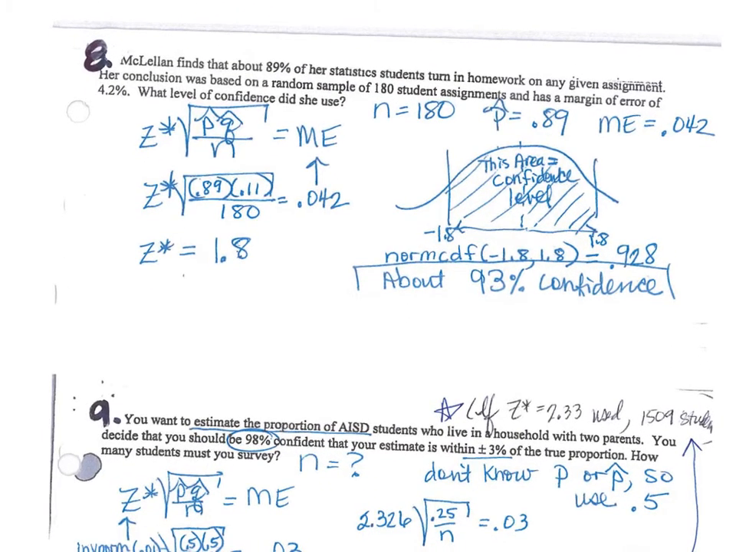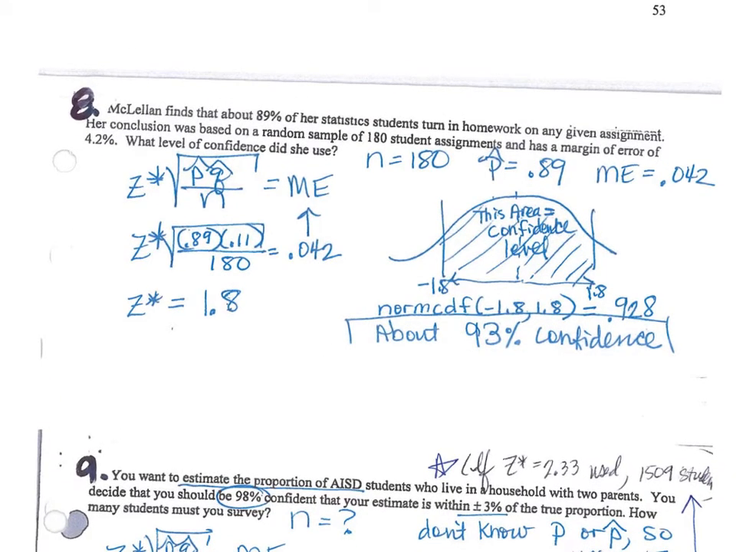Lots of people were asking me about this one yesterday, so let's take a look here. First of all, I found that 89% of my statistics students turn in their homework on any given assignment. So this is a P hat. That is a sample proportion that I found, okay? My conclusion was based on a random sample of 180 students, so of course that's my sample size, and a margin of error of 4.2%, so margin of error is 0.042.